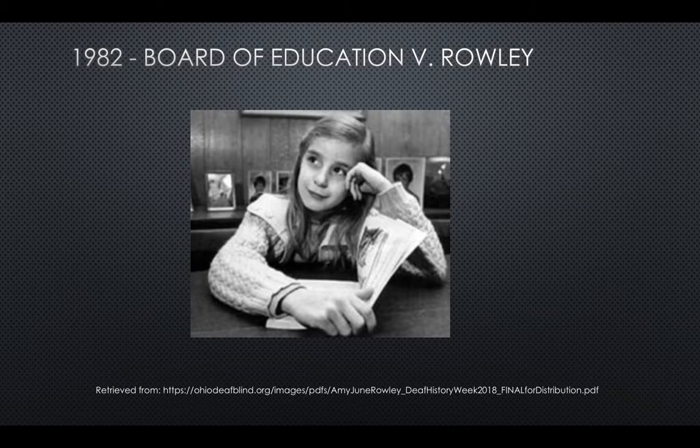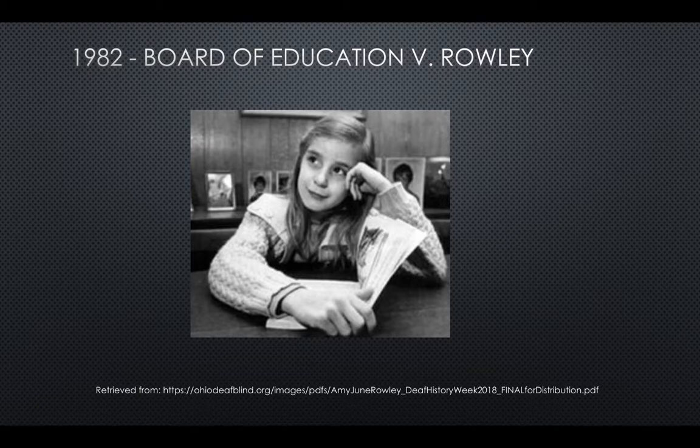1982, Board of Education versus Rowley. This case centered around a deaf student named Amy Rowley. When she began kindergarten at her local school, she was given an FM hearing aid but had no sign language interpreter. Her parents felt that she would do better academically if the school provided an interpreter for her, but the school argued that she did not need one.